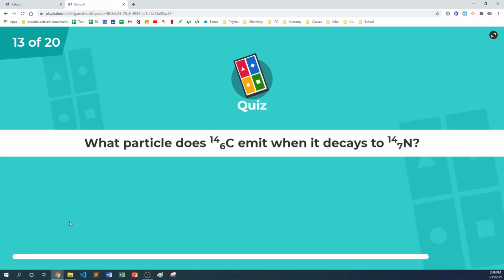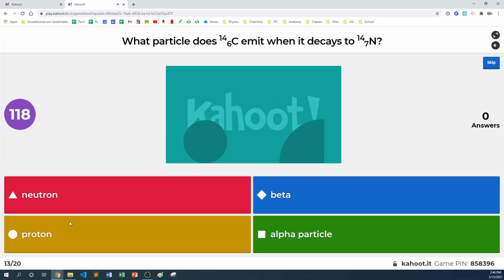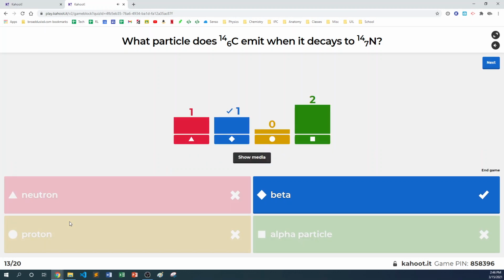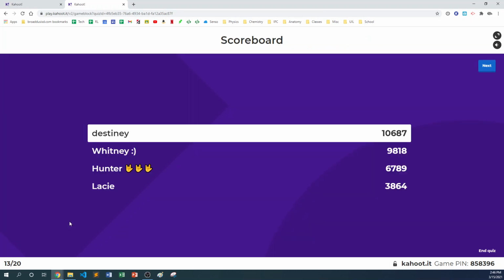What particle does carbon-14 emit when it decays to nitrogen-14? The top numbers aren't changing, so the top number must be 0. The top number is mass number. I was thinking. So what has a mass number of 0? That'd be the electron. I keep on forgetting electrons, baby.